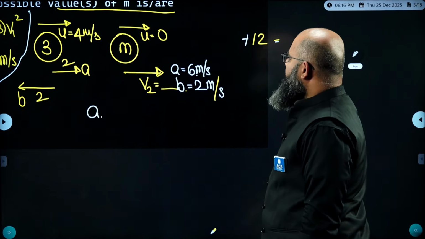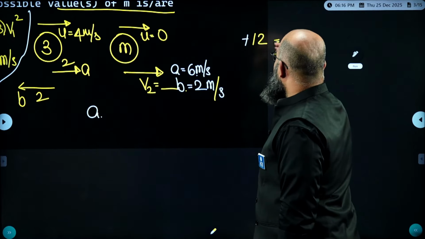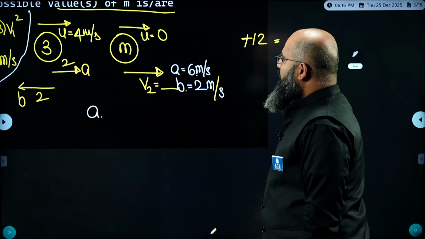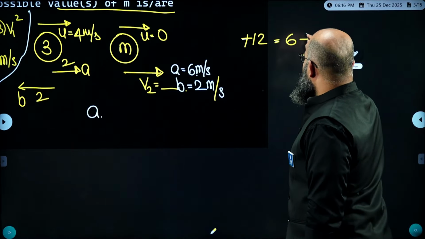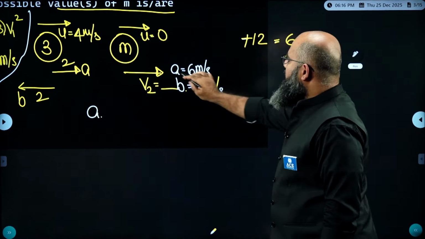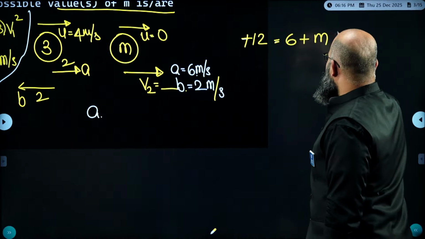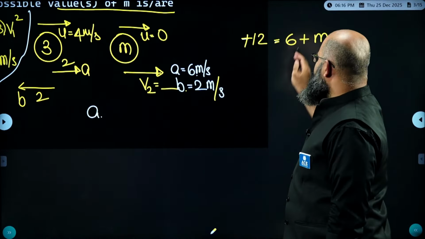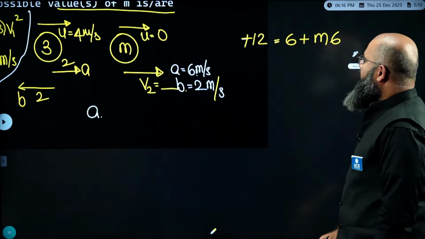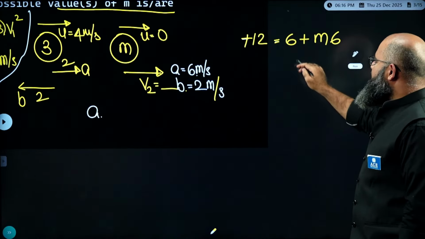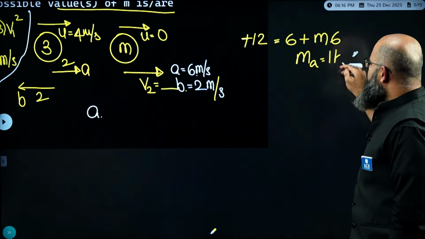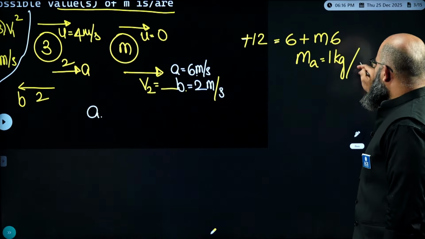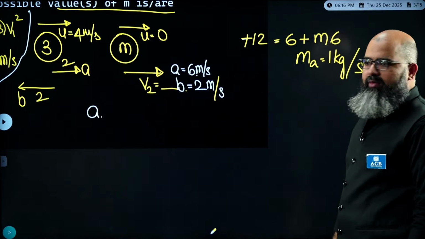Final momentum over here is equal to 3 times 2 positive, that is 6, plus mass m multiplied by the velocity in A bit, which is 6 positive. So you see 6 goes over here. I'm going to have 6 is equal to m times 6. M in case A is equal to how much? It is equal to 1 kg. So first possible value of mass is 1 kg.